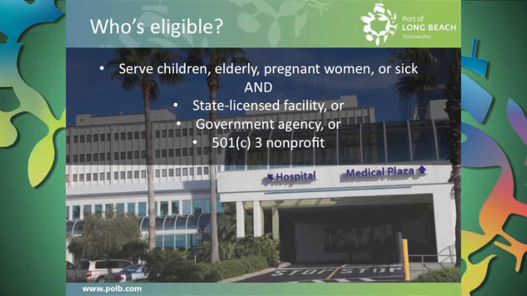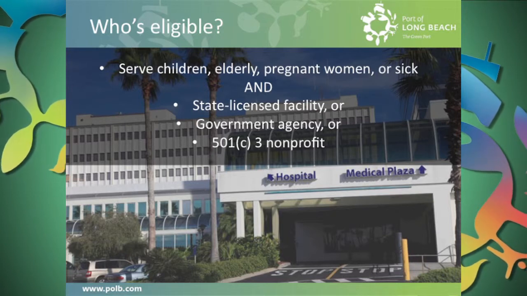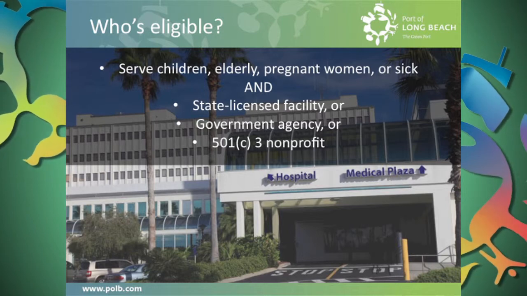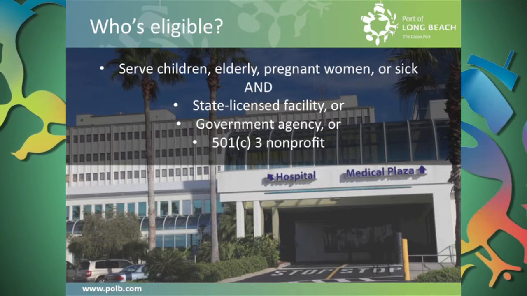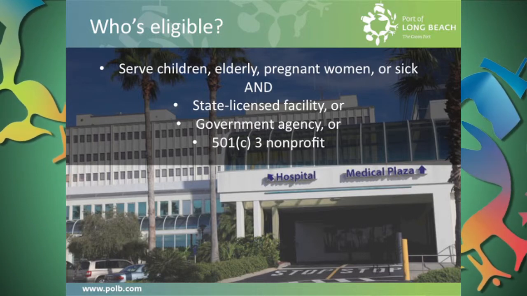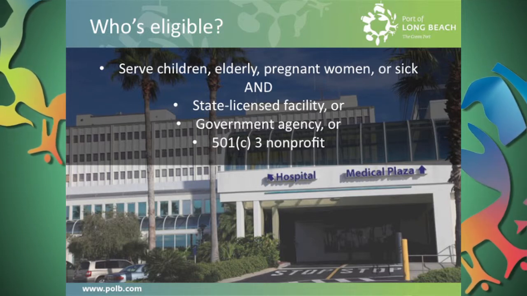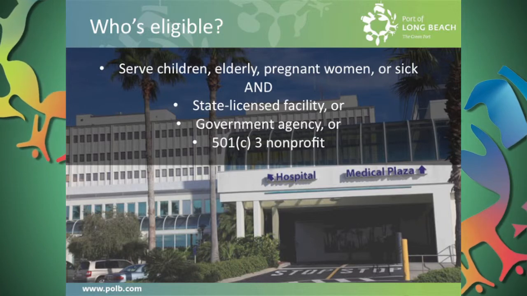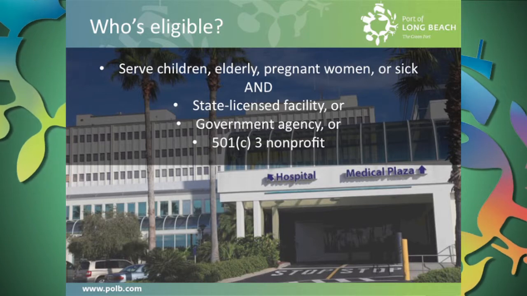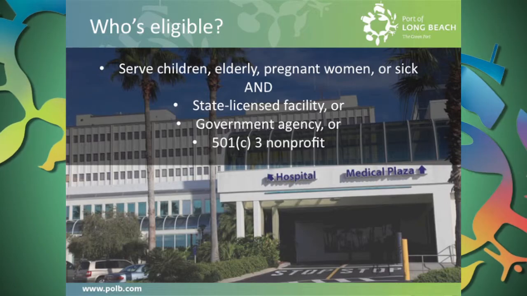So who's eligible? You need to meet 2 conditions. The first is that you need to serve our target population, so that's children, the elderly, pregnant women, or those with respiratory ailments. And you need to fall into one of these 3 categories. You need to be a facility that's licensed under the California Health and Safety Code, and the RFP has the specific provisions of that code that you would need to fall into. Generally, it's things like hospitals and clinics and assisted living facilities. Or you can be a government agency or a 501c3 nonprofit.